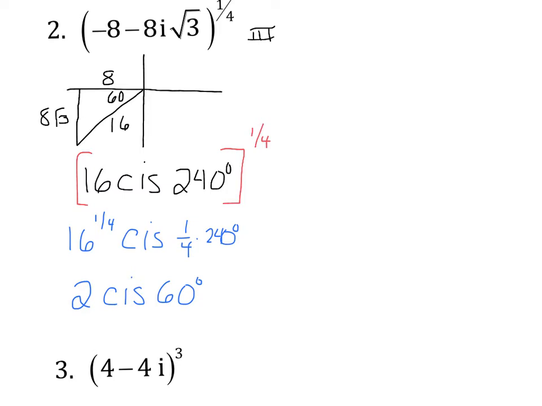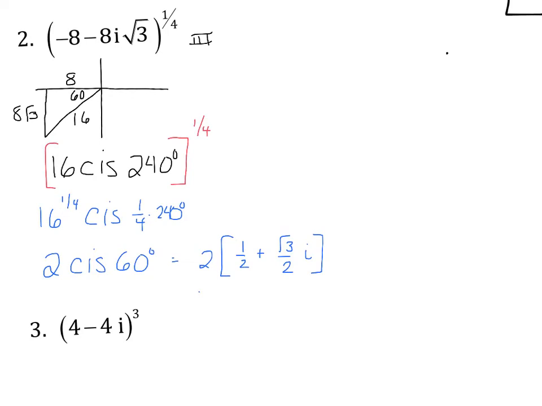So now I'm going to convert this back to rectangular form. So this would be 2 multiplied by the cosine of 60, which is 1/2, plus i sine 60. The sine of 60 is always root 3 over 2, multiplied by the i. So then, multiplying the 2, you get 1 plus the square root of 3 i. So that is the 4th root of the complex number that we started the problem with.